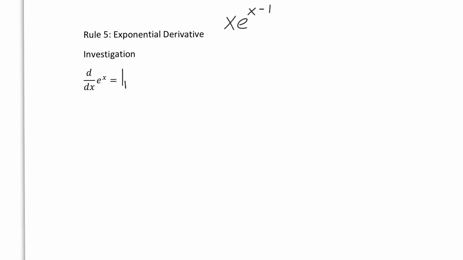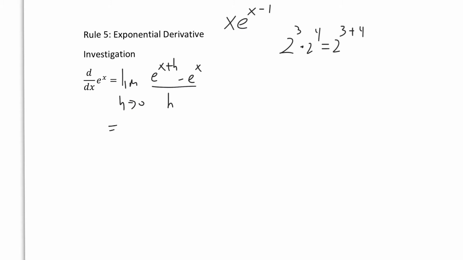Now I'm going to jump right into the limit. So the limit as h approaches 0 of e to the x plus h minus e to the x over h. Well, what can I do there? Is there any technique, any simplification? And in fact, there is. If you remember from exponent rules, if you have 2 to the 3 times 2 to the 4, you can make that 2 to the 3 plus 4. Usually we use the exponent rule in this direction, but we could use it in this direction. We could write this as the limit as h approaches 0 of e to the x times e to the h minus e to the x over h.